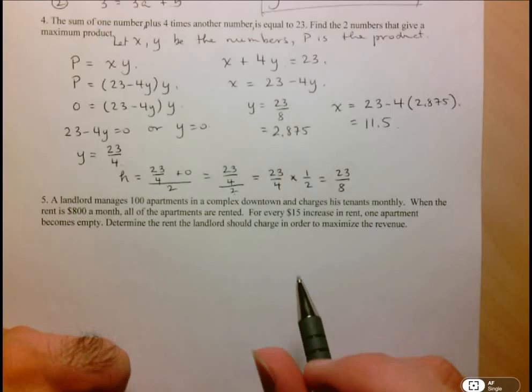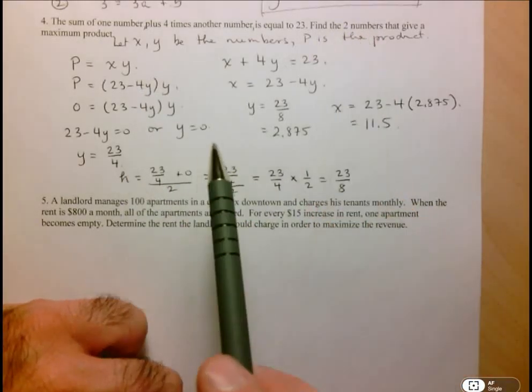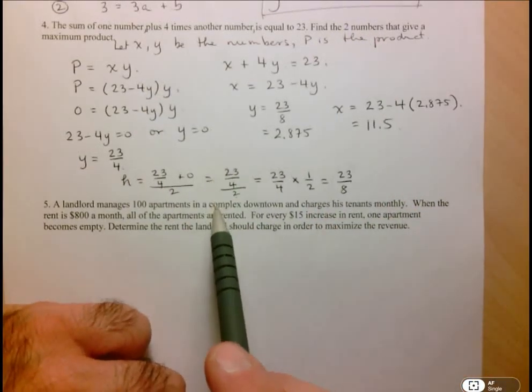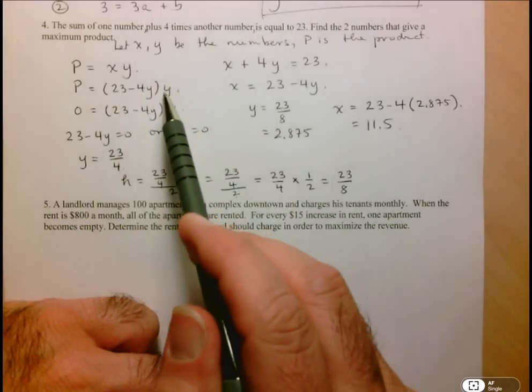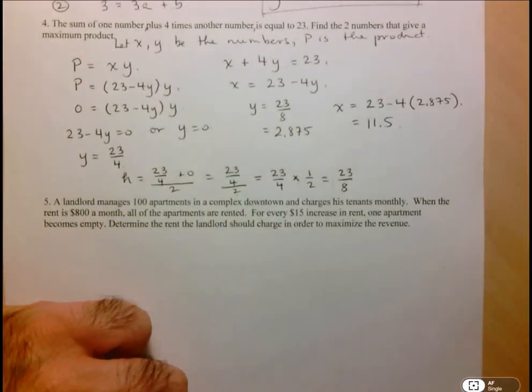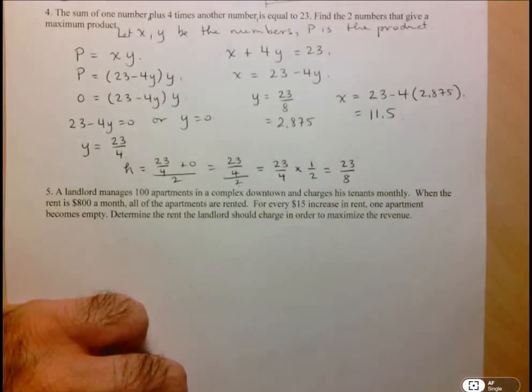Now here, notice that all they asked me for were the two numbers that give me my maximum product. If they actually wanted the maximum product, I would take this number and input it into the equation to find P. Had I done it via completing the square, if you look at the other solution, you'll see that it comes out in completing the square that we get the maximum product.